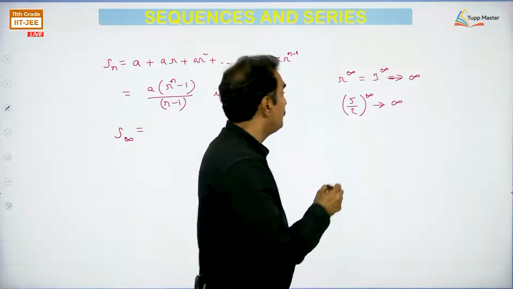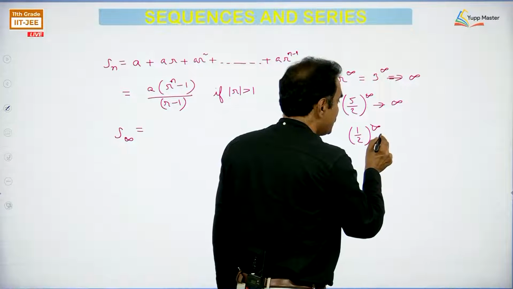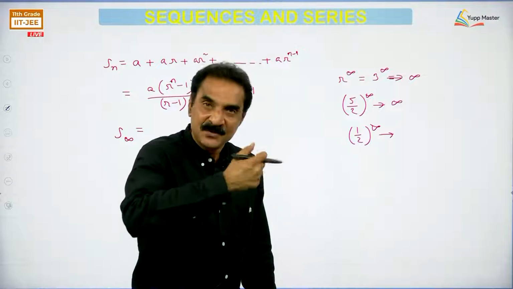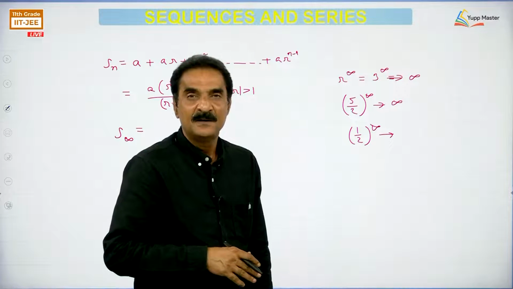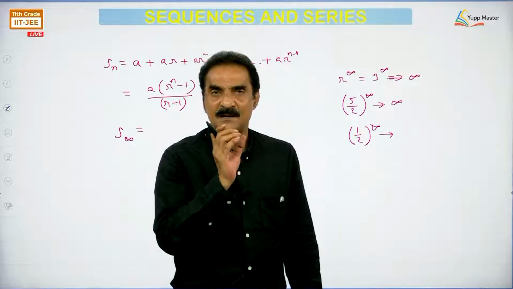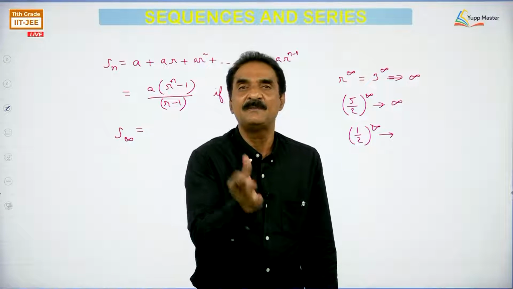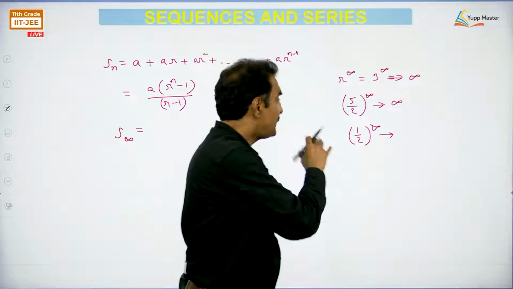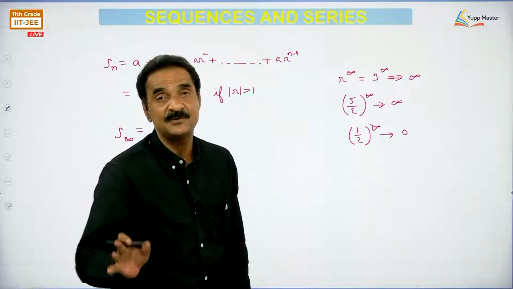But when the base is less than 1, for example 1 by 2 whole power infinity, what happens? 1 by 2 into 1 by 2 becomes a quarter; multiplying again by 1 by 2, it becomes half of that again. If you continue till infinity, that number is becoming half every time, and finally nothing will be left. But it cannot become 0. So 1 by 2 whole power infinity tends to 0, but its actual value will never become 0.